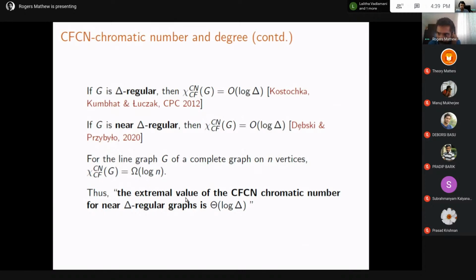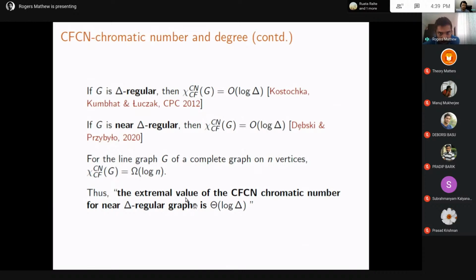Yeah. Here actually this line graph has roughly n square vertices when you go to line graph, and the degree is n. Your question is basically, so degree is basically square root of the number of vertices in this graph. Correct. But you are asking what if degree is, let's say, log of the number of vertices? Can you again get similar bound, right? Correct. That is not known, at least to the best of my knowledge.